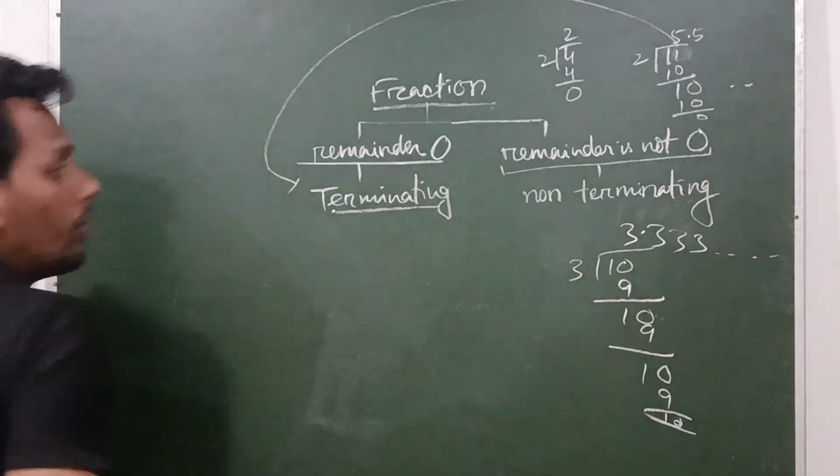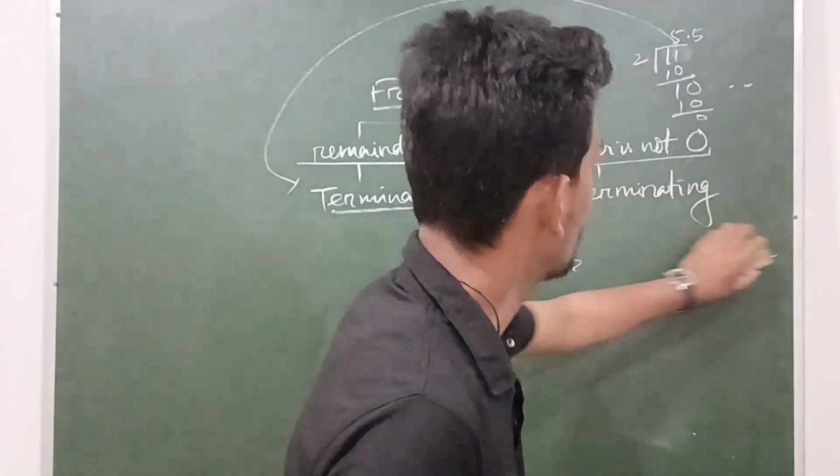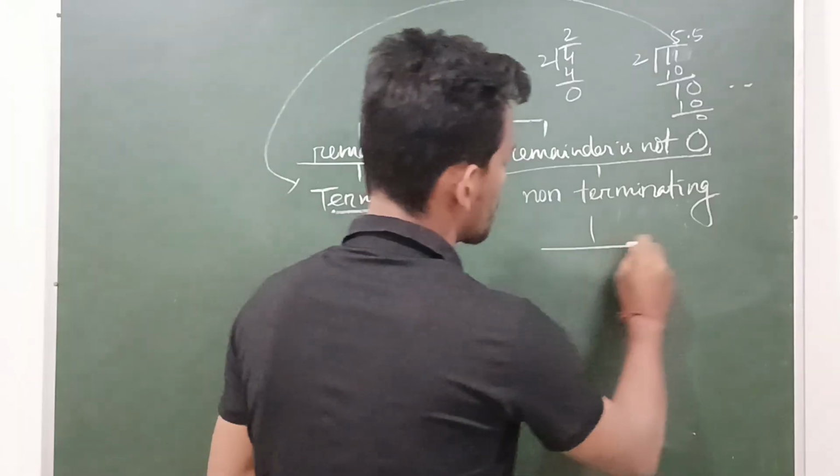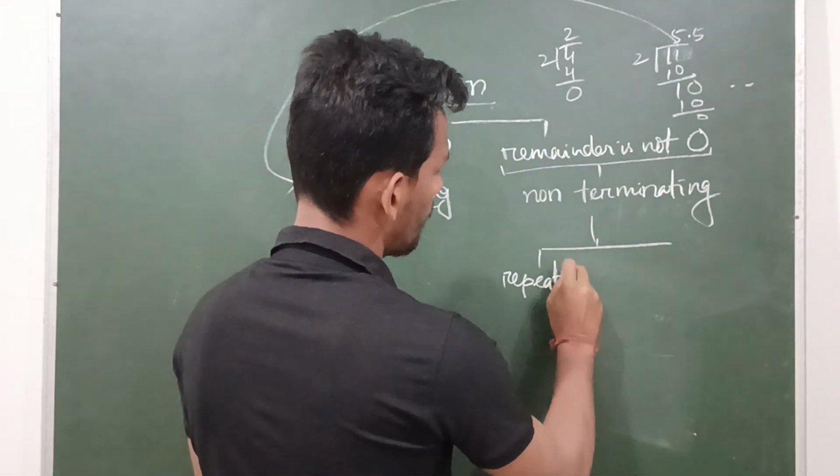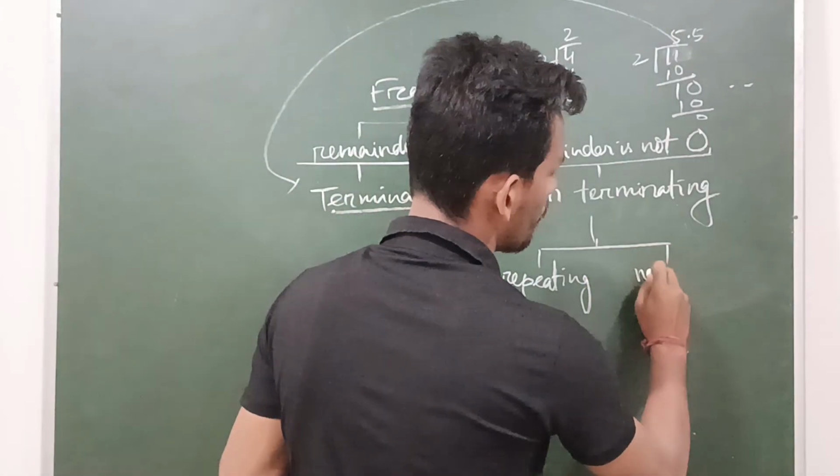Clear? Now in case of non-terminating, there are two types: repeating and non-repeating.